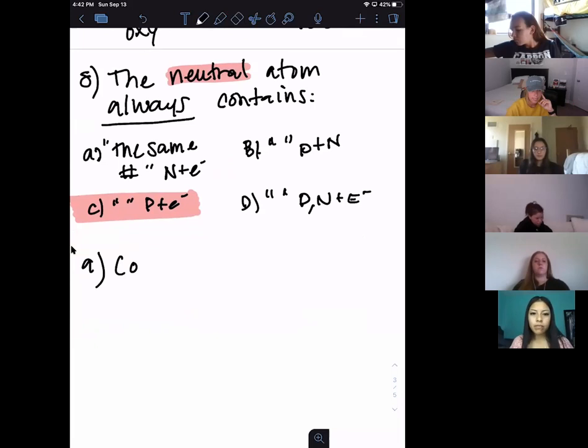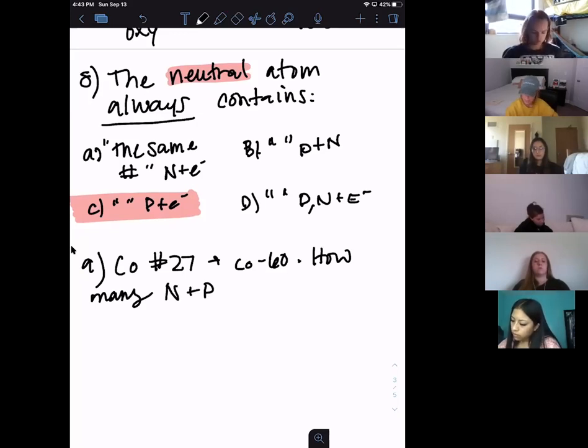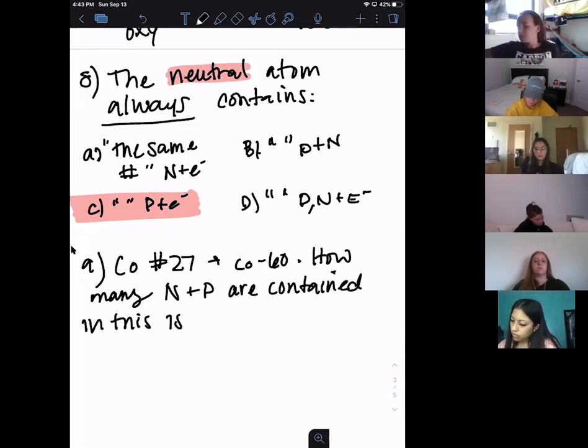Cobalt is element number 27. Cobalt 60, and that's just an abbreviation, is the medical treatment for cancer. How many neutrons and protons are contained in this isotope? So how many protons and neutrons make up cobalt 60?